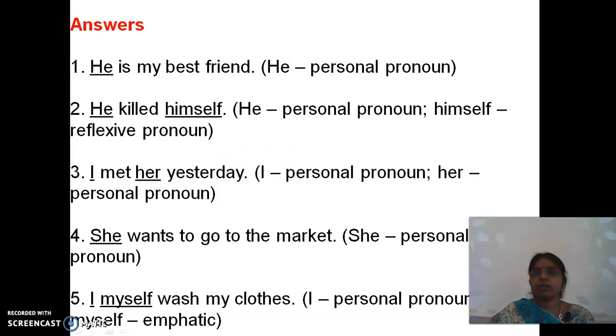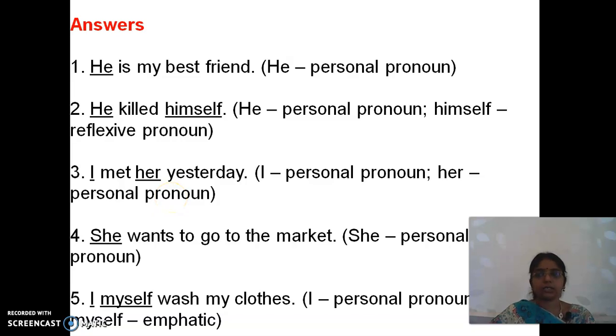Okay, check it out. He is my best friend. He is a pronoun. He is a personal pronoun. He killed himself. He is personal pronoun. Himself is reflexive pronoun. Very good. I met her yesterday. I is personal pronoun. Her is also a personal pronoun. She wants to go to the market. She is personal pronoun. I myself. I is personal pronoun. Myself is emphatic pronoun. Emphatic, reflexive, all that. Okay, you can write anything.